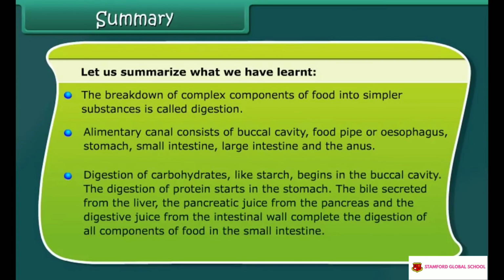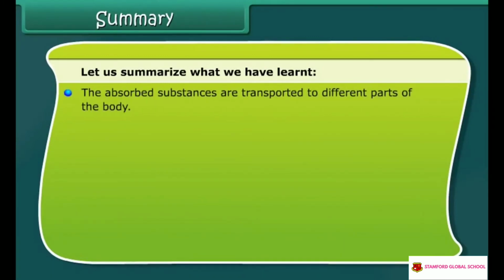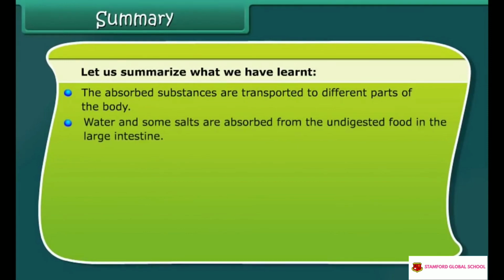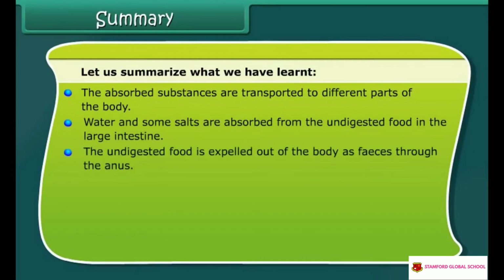The bile secreted from the liver, the pancreatic juice from the pancreas, and the digestive juice from the intestinal wall complete the digestion of all components of food in the small intestine. The absorbed substances are transported to different parts of the body. Water and some salts are absorbed from the undigested food in the large intestine. The undigested food is expelled out of the body as feces through the anus.